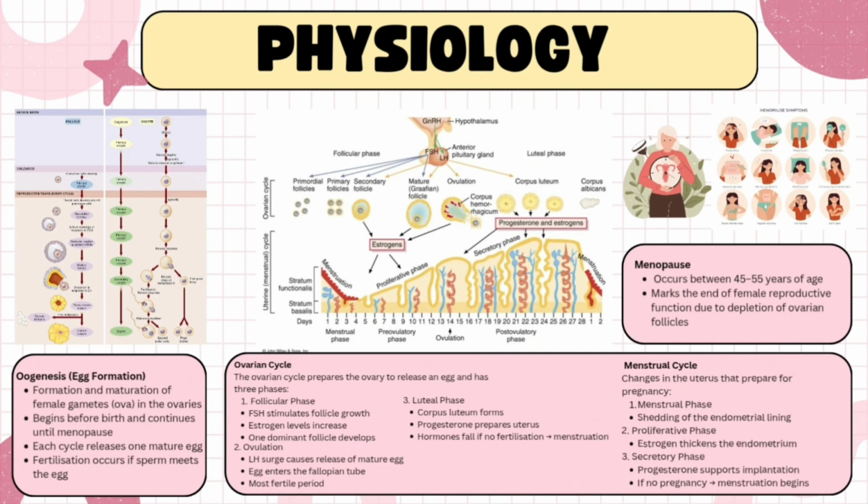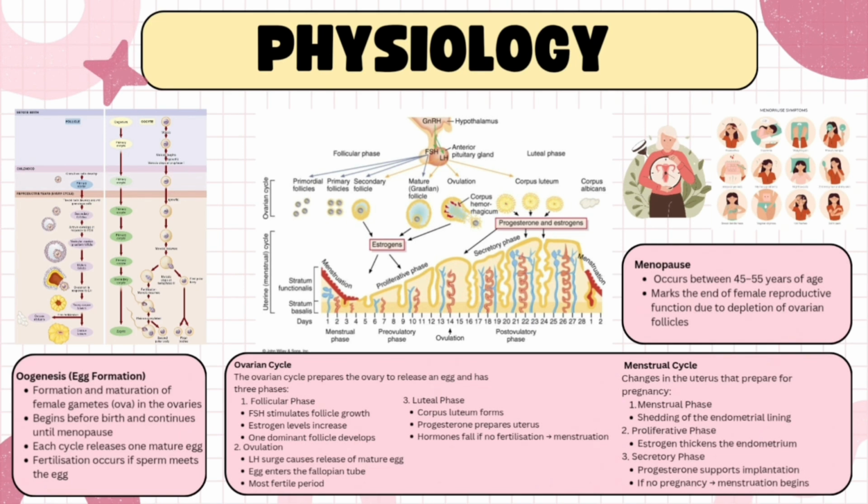The second one is ovulation, which occurs when a sudden luteinizing hormone, LH, surge causes the release of the mature egg from the ovary. The egg then enters the fallopian tube where fertilization may occur. This is considered the most fertile period of the menstrual cycle. The last one is the luteal phase. After ovulation, the ruptured follicle becomes the corpus luteum, which secretes progesterone, which prepares the uterus for implantation. If fertilization does not occur, the hormone levels will fall, leading to menstruation again.